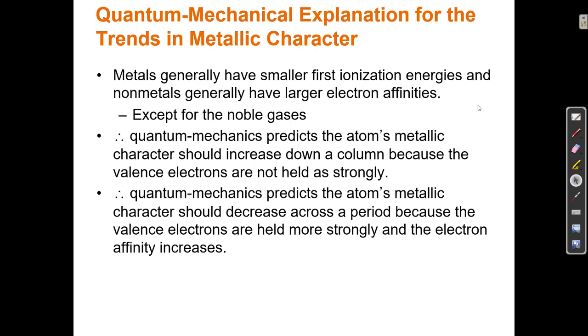Quantum mechanics predicts the atom's metallic character should increase down a column because the valence electrons on the outside aren't held as tightly as the ones on the inside. Quantum mechanics also predicts the atom's metallic character should decrease across a period because the valence electrons are held more strongly as we go across a row, for reasons we already talked about: as the nuclear charge in the nucleus gets higher, we add protons, that pulls on that shell of electrons tighter and tighter, and that eventually goes from being a metal to being what we would call a nonmetal.